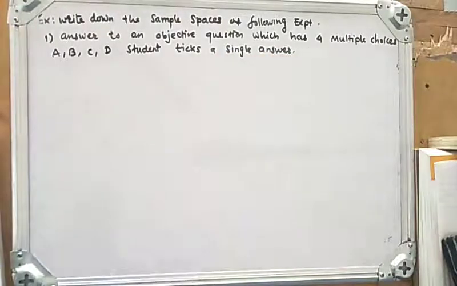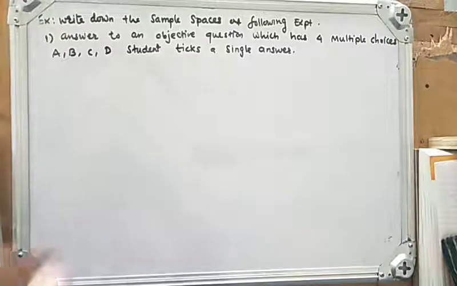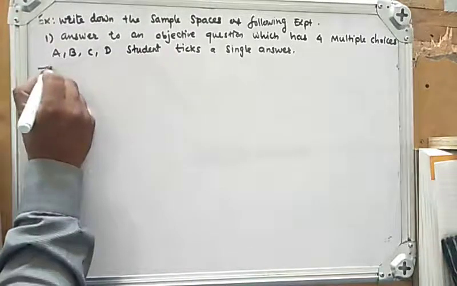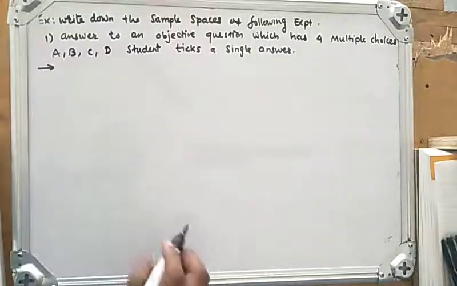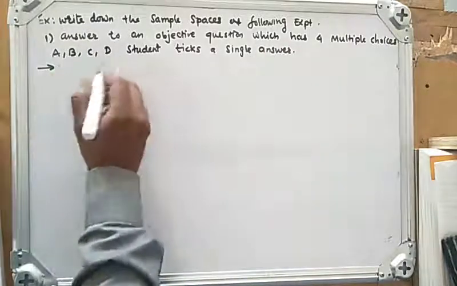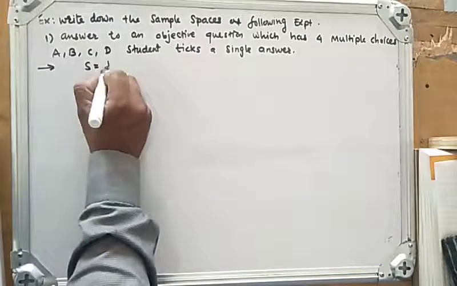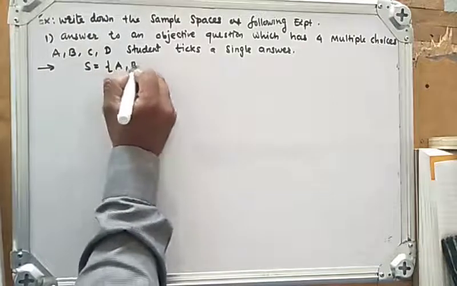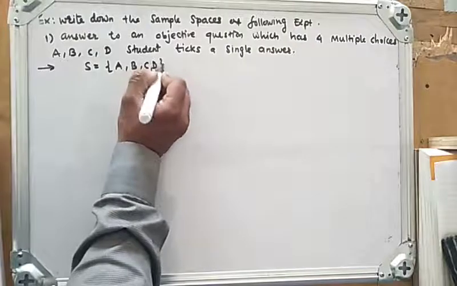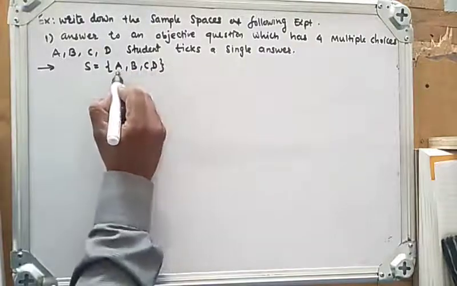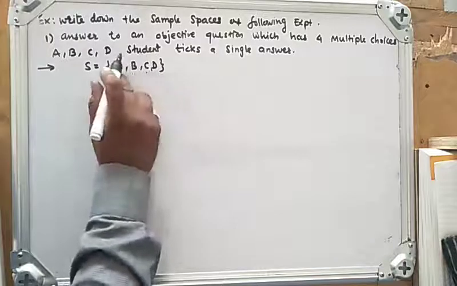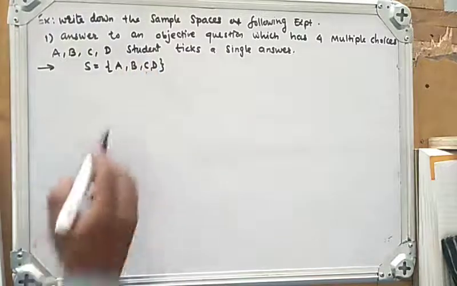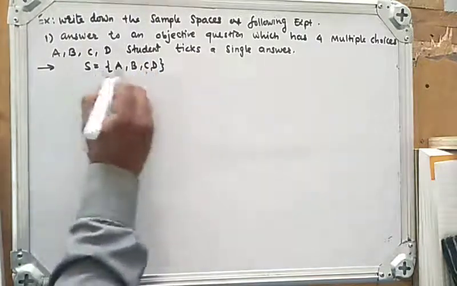So to find the sample space of the experiment, what are the sample points here? The answer to an objective question which has four multiple choices A, B, C, D means the sample space will have only four options, A, B, C and D. The student can tick any one, either A, B, C or D. So the sample space contains only 4 points: A, B, C and D.